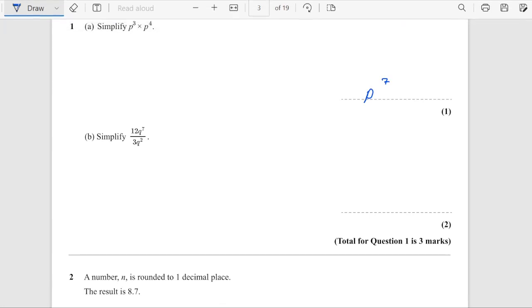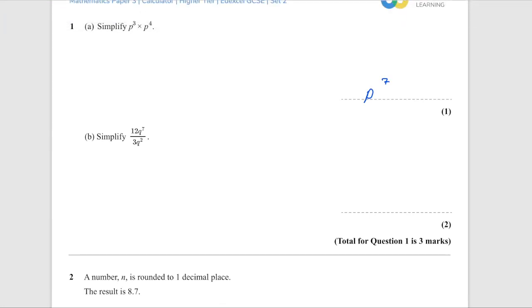And for question 2, we're looking at simplifying. Similar laws of indices for the second part. For the first part, 12 divided by 3 would give us 4, and then p to the power 7 divided by p to the power 2. We subtract the powers, so q to the power 7 divided by q to the power 2 would be q to the power 5.